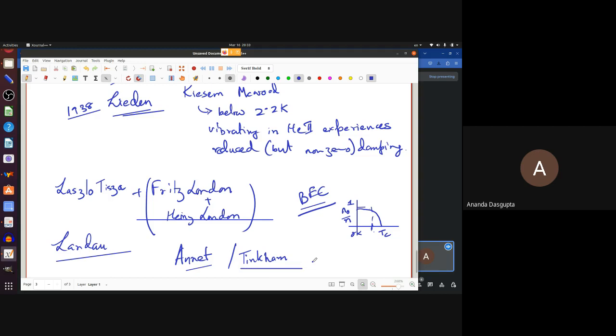Annett is one of the thin books in the Oxford graduate series. I'm not very sure whether I'm spelling this right, could be A-N-N-E-T-T or something. But the name is Superfluidity and Superconductivity.